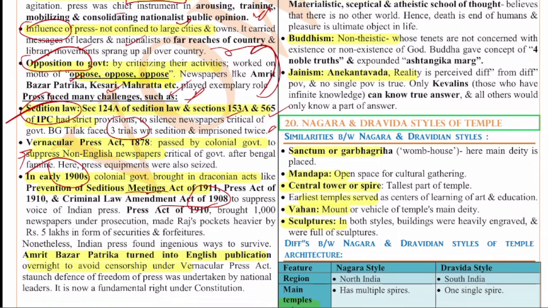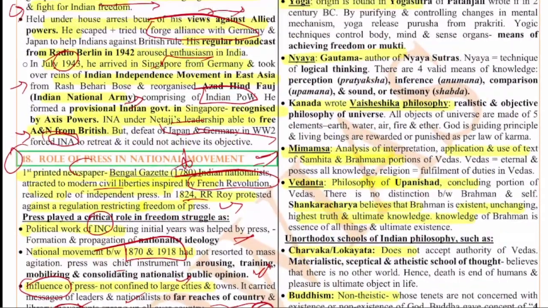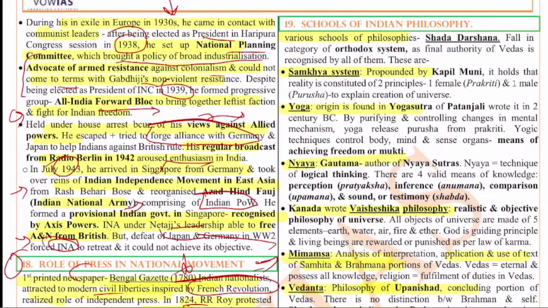The awareness about all these acts was raised by the press, and all this impacted the press a lot. All this curbed the freedom of the press. The Amrita Bazar Patrika turning into an English publication overnight to avoid such draconian laws is a great example of that. But now it is a fundamental right under the Constitution for the press to have the freedom of speech and the ability to propagate whatever they think. Okay, so like that we can just write the conclusion.